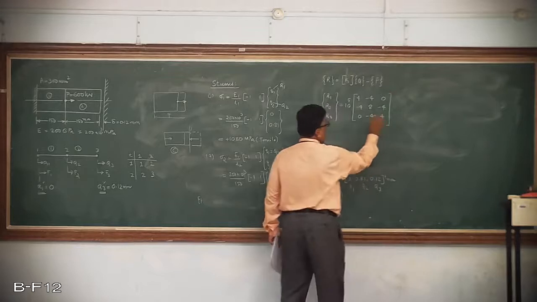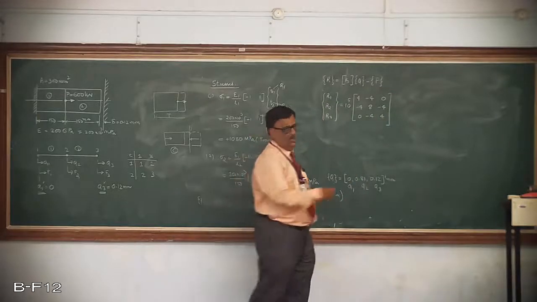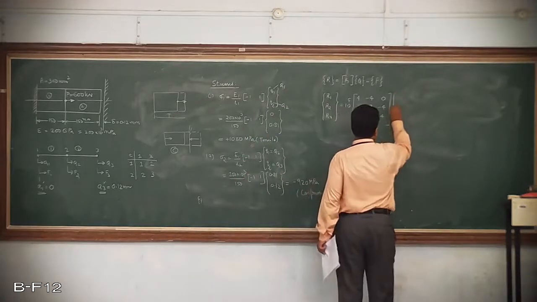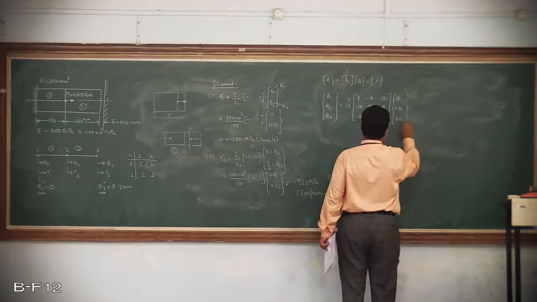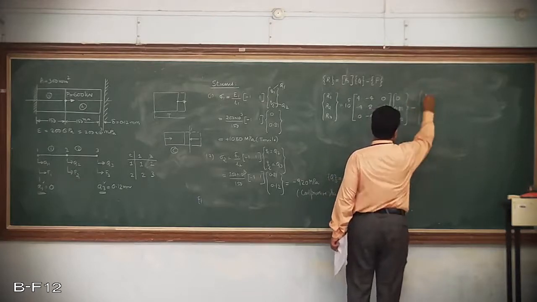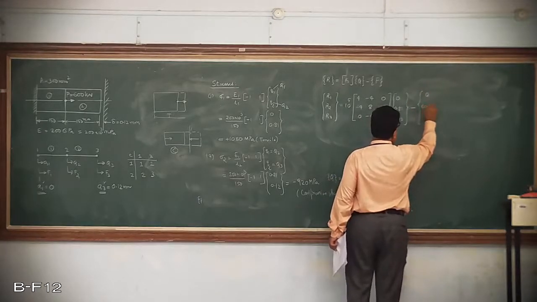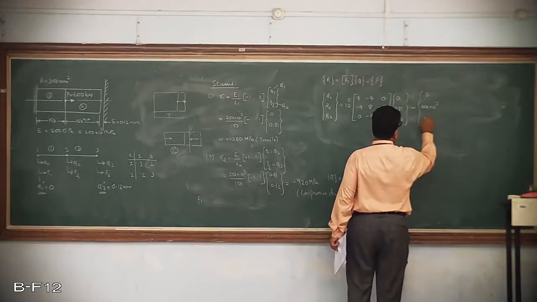This is going to be the global stiffness matrix, and the nodal displacements you already know. The first one is 0, 0.81, 0.12. This you already know. Minus 0, 600 into 10 raised to 3 and 0.